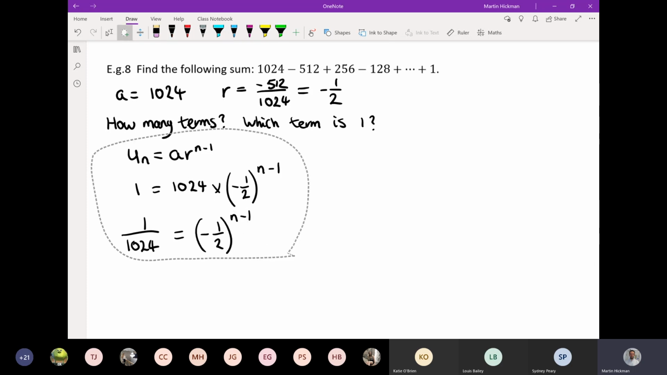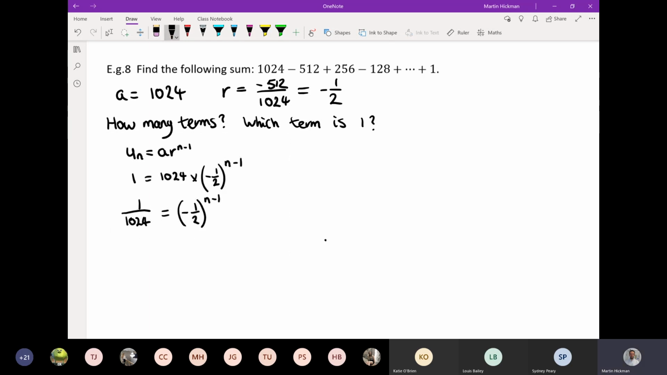Just going to give myself a little bit more room to show that. So I just simply switch this from exponential form to log form. So I've got log with my base of minus a half, and I've got there 1 over 1024, and that equals that power of n minus 1. You can just pop that in your calculator. As I said before, if you're not sure how to do this, please do let me know.